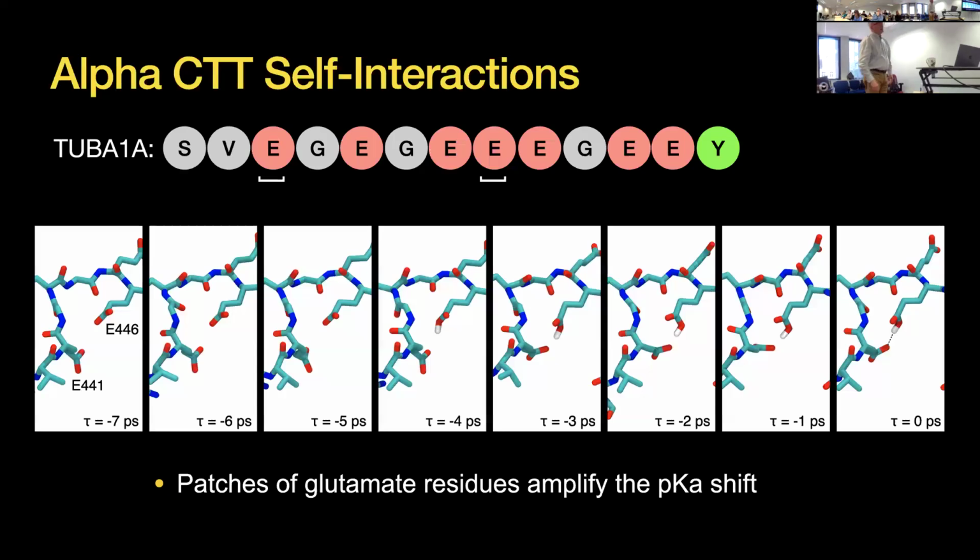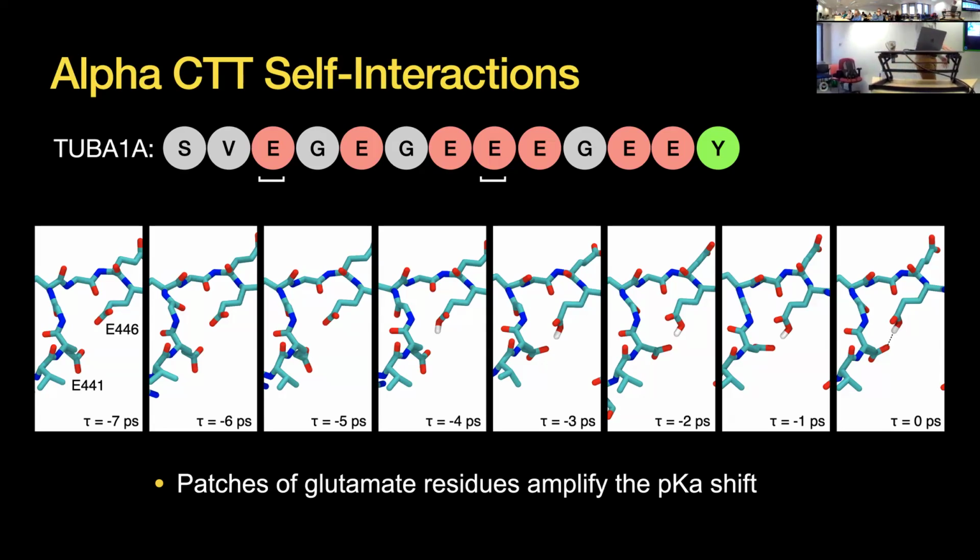If we look at that procedure kind of in sequence, if you will, so here is this one E441 going to E446. You see that these side chains kind of approach each other. Eventually, you can get a proton, if you can see that there, kind of comes on to 446. It keeps getting closer, and then finally, after a few more picoseconds, it gets close enough where it forms this hydrogen bond. Okay.